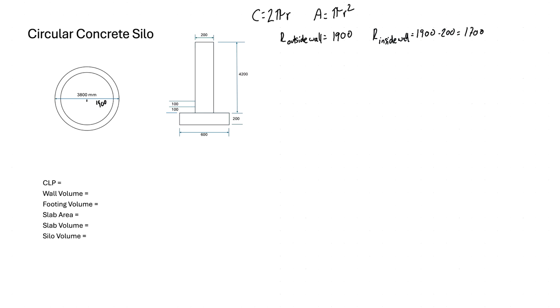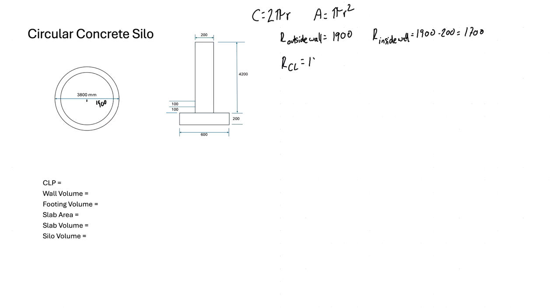Awesome. Then we're going to need one more. We want the radius of the center line, right? As I mentioned before, the center line perimeter runs along the center line of our silo. So we need to find the radius from the center to our center line. And that's how we can figure that out. So from our 1900, we want to just subtract half of the wall thickness.